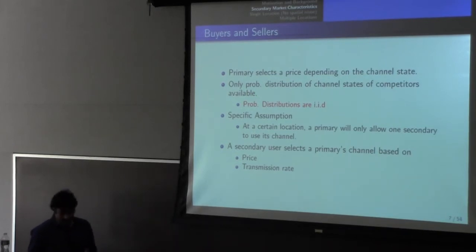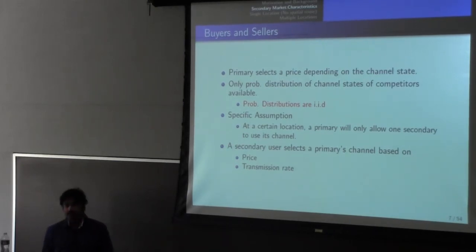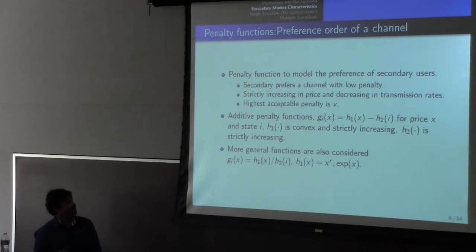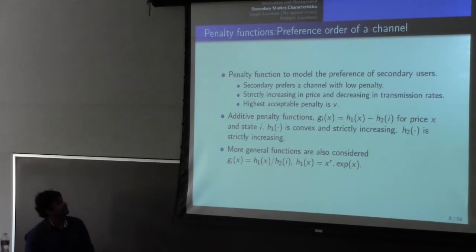So a secondary user's decision is very simple. It will just go to the market and select a channel depending on the price and transmission rate. But in order to model the preference order of the secondary, we consider some kind of utility function or penalty function. As the term suggests, the secondary will prefer a channel with low penalty.